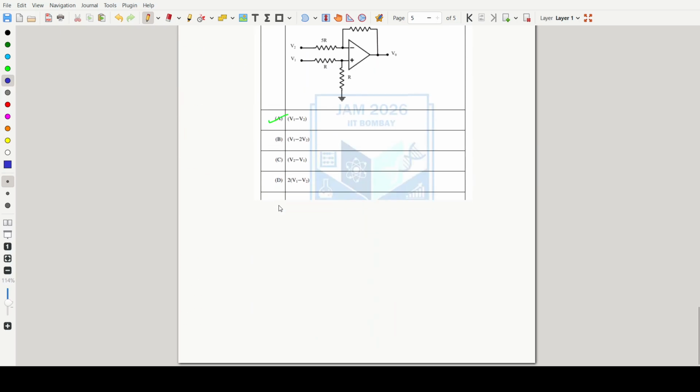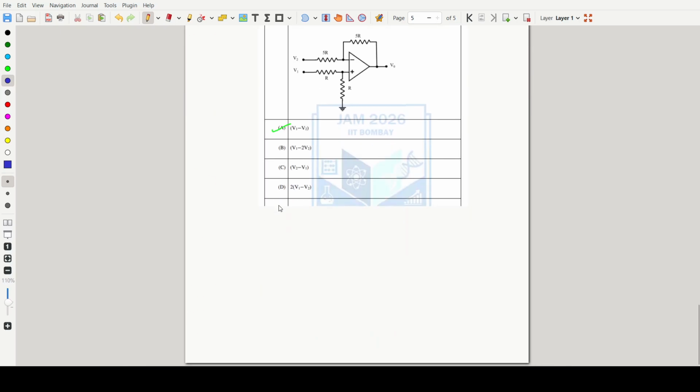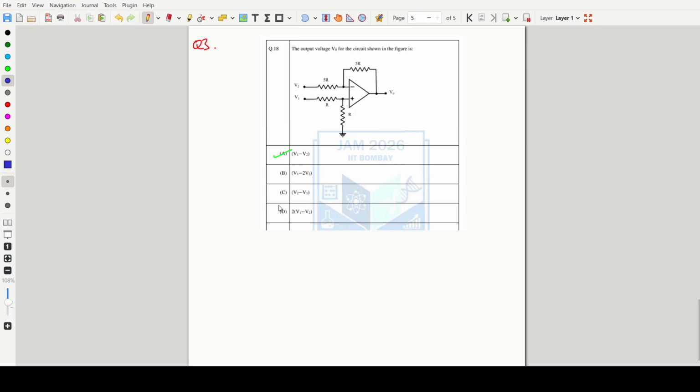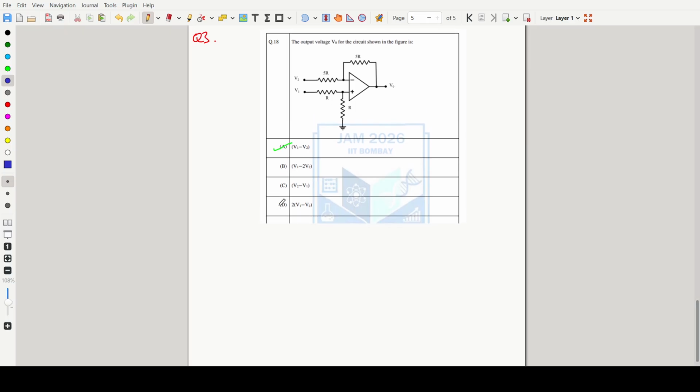Now let's move on to the last problem. It's an operational amplifier problem. They're asking me to find V naught. They've given me the voltages at the inverting and non-inverting inputs. This looks to be a subtractor circuit, and if you knew the result already, you could just move on to the next problem because it's option A. But here we'll be learning how to get the answer.